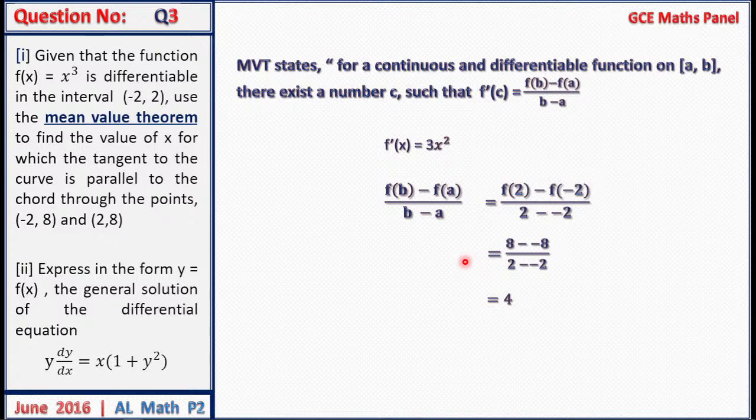And the next thing we need now is this 3x squared, that is the f prime, right? F prime of x is equal to that, and we have looked for this other part, so we have to now equate these two. So our 3x squared is equal to 4, and x should be equal to plus or minus 2 on root 3. Plus or minus 2 on root 3. So that is the value of the x that we are looking for using the mean value theorem.